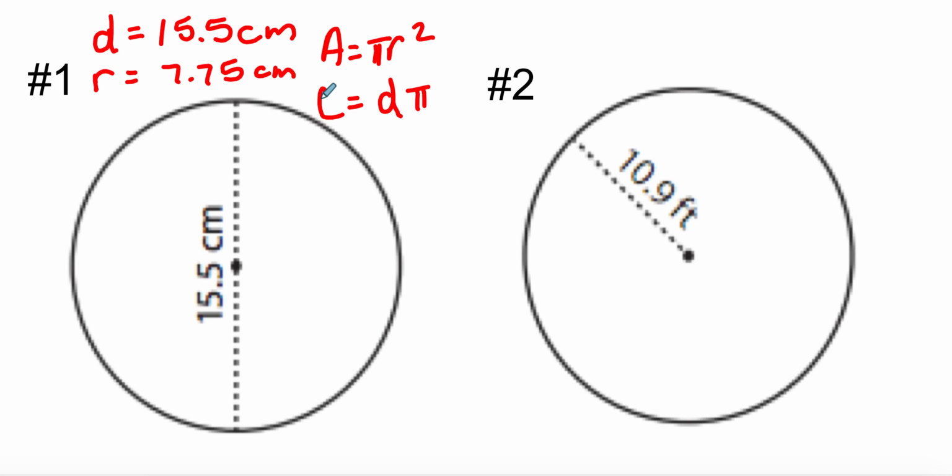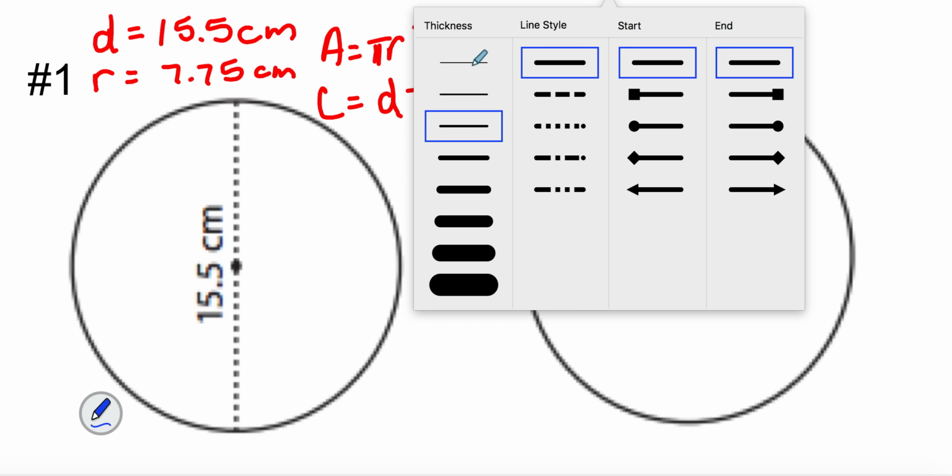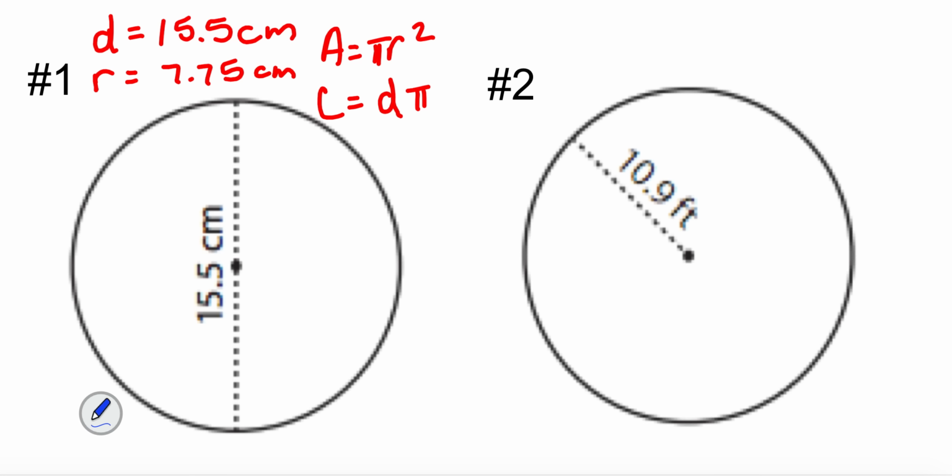As I go through my first formula here, all I'm going to do is plug in the values that I know. I know the radius, so my area equals pi times my radius, 7.75, quantity squared. And when I plug all of that into my calculator, I am going to get a total of 188.6 centimeters squared. Remember, you have to do order of operations and square this first before you multiply it by pi.